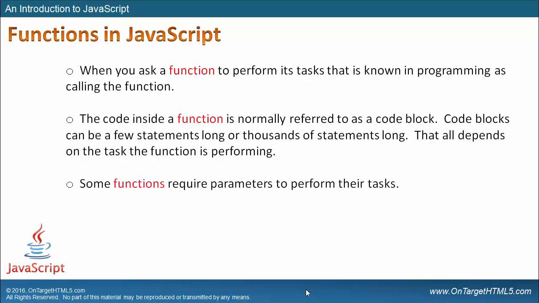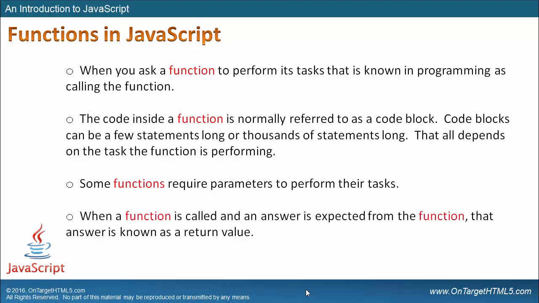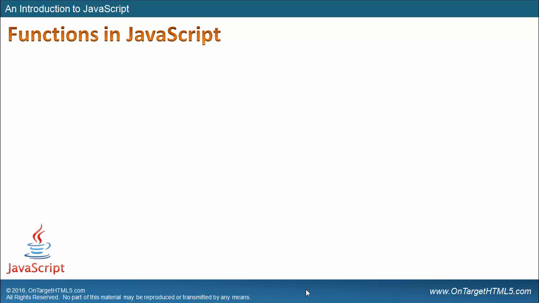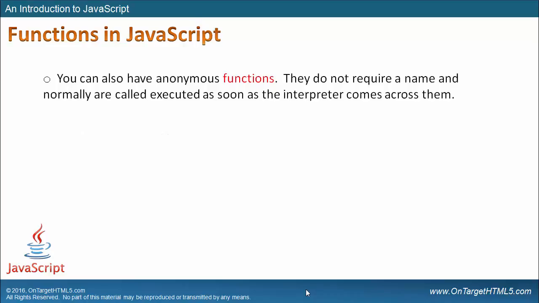Some functions require parameters to perform their tasks, and that's where we pass data into the function as we're calling or invoking it, and then it'll use those parameters to perform its task. When a function is called and an answer is expected from the function, that answer is known as a return value from the function. And you'll see all those as we go through the demonstrations.